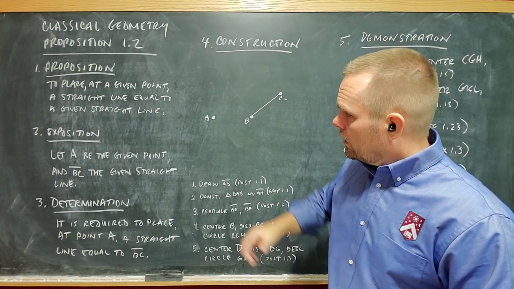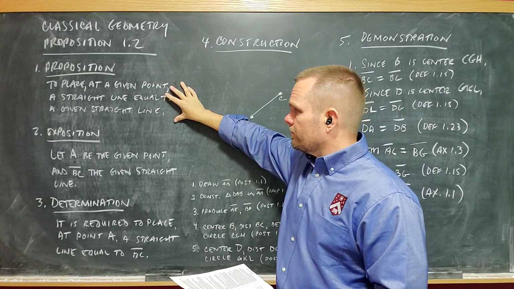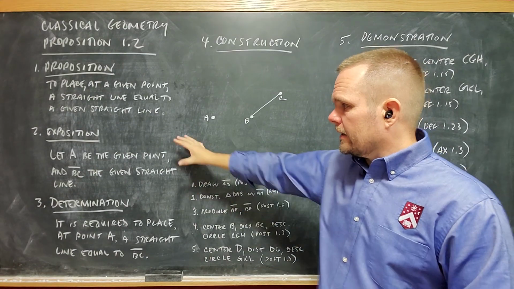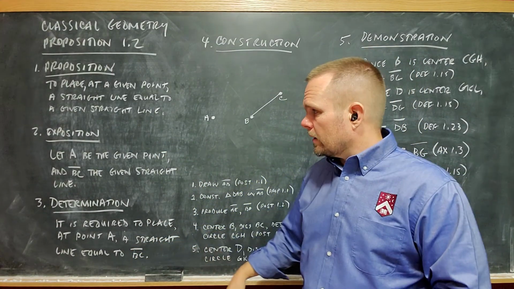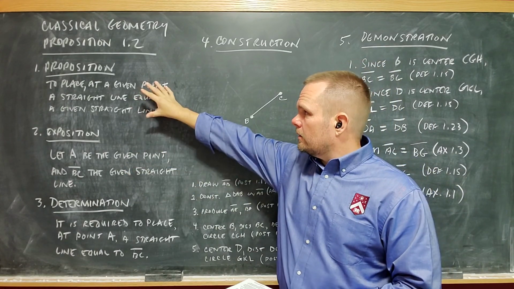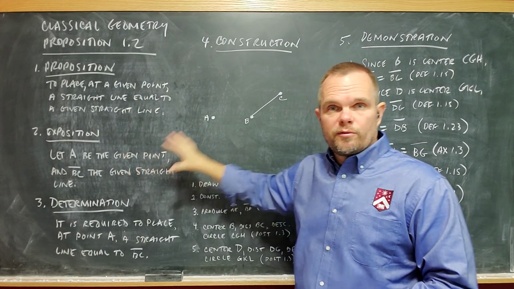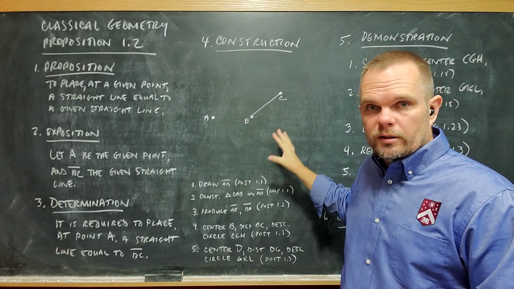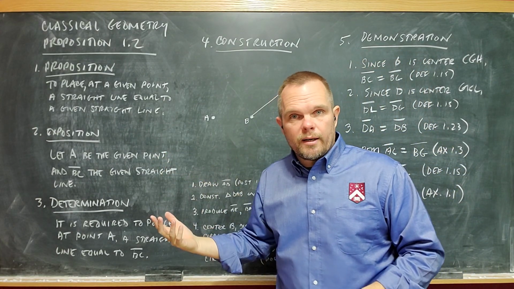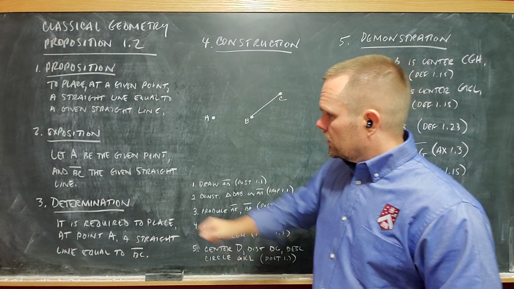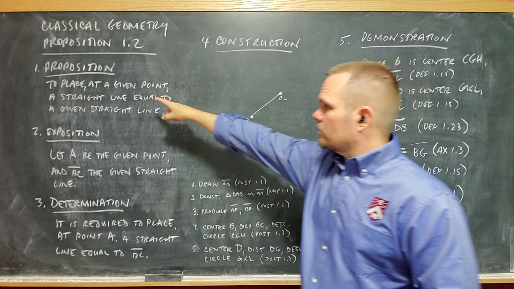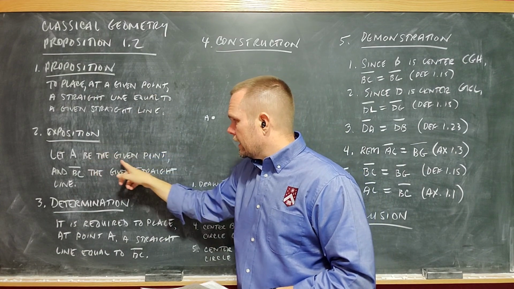To clarify our proposition, we're going to look at the exposition and determination, the second and third part of a proposition. The exposition clarifies what's given to us in the proposition and prepares for our construction and demonstration. So in the exposition, we say, let A be the given point. As the proposition said, we're given a point, so let's name that given point A.